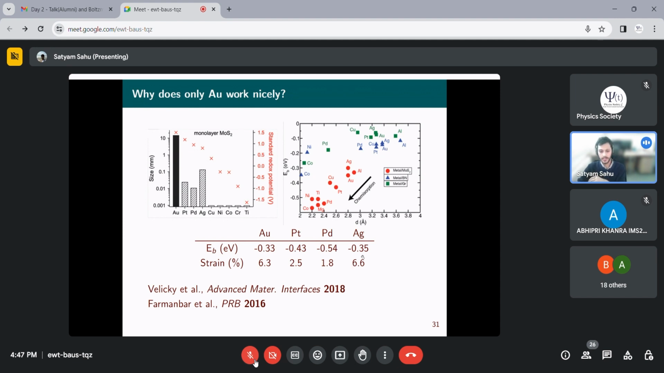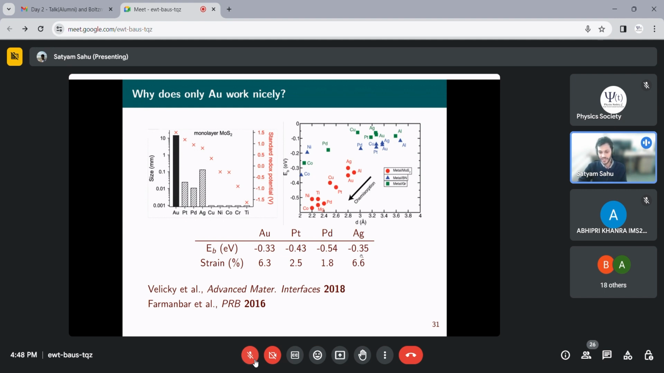We see that the strain for platinum and palladium is much higher, and that's why they do not work nicely, for example. But for silver, the strain was lesser. Sorry, it's the other way around. So for platinum and palladium, the strain was lower, but for silver, the strain was higher.